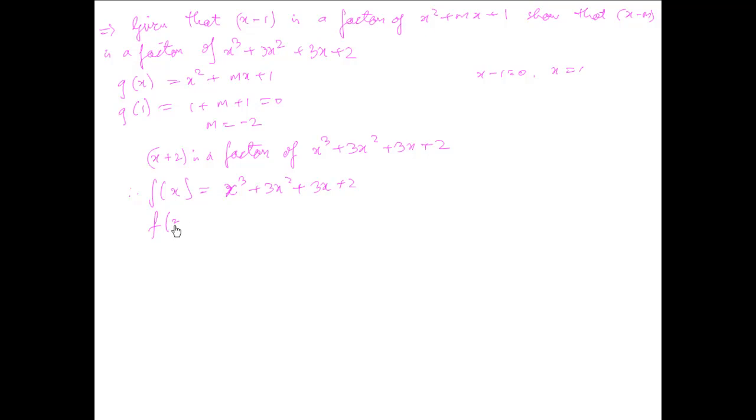f of negative 2 now, children, comes out to be negative 2 the whole cube plus 3 times negative 2 the whole squared plus 3 times negative 2 plus 2, which simplifies to negative 8 plus 12 minus 6 plus 2. That's negative 14 plus 14, which is equal to 0. Therefore, x plus 2 is a factor.